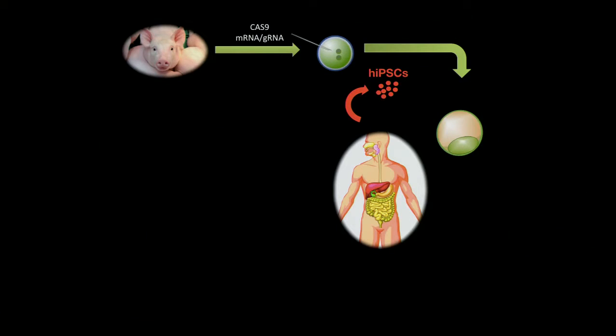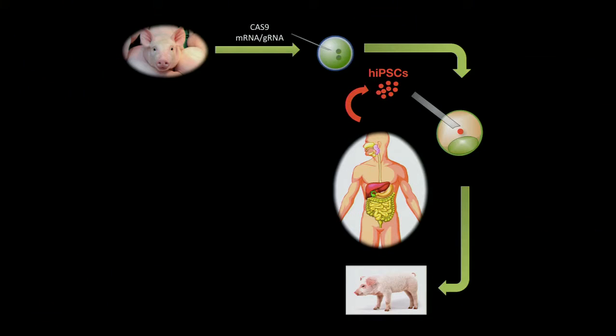And we take a skin from you, and we turn them back into naive human iPS cells, pluripotent stem cells. And we inject the human pluripotent stem cells, which generated from your skin, into the blastocyst of the pig. And then we choose the host of the pig and perform embryo transfer.